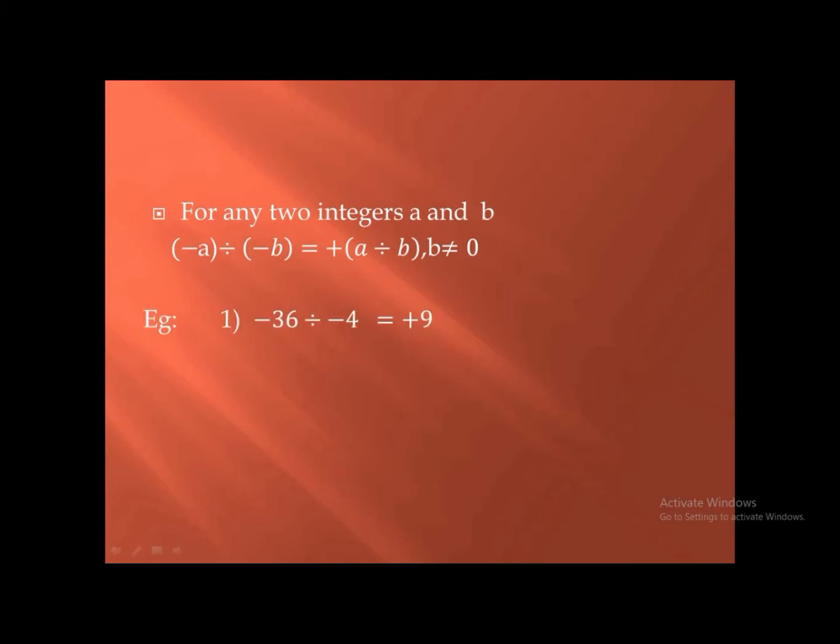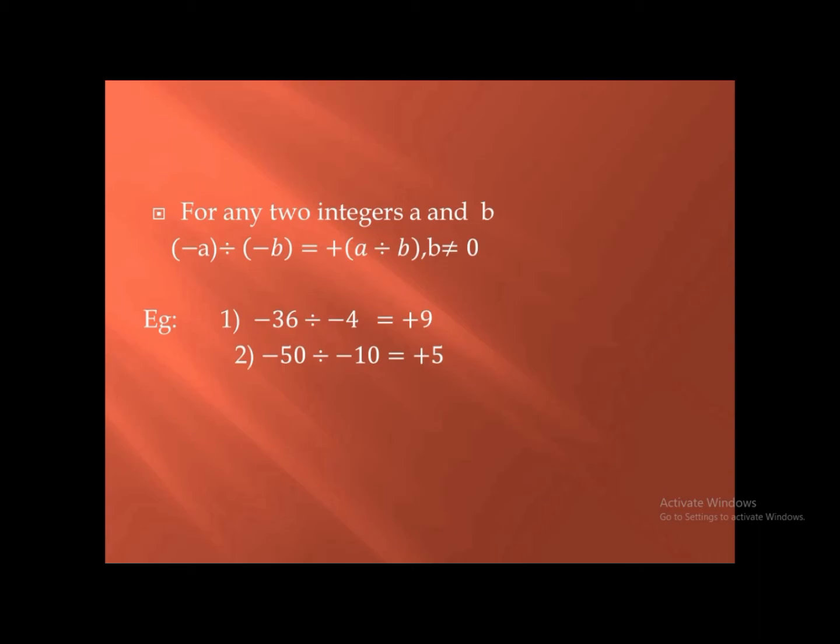Consider these examples. Minus 36 divided by minus 4. Negative divided by negative. So the sign of the quotient is positive. 36 divided by 4 is 9. So the answer is positive 9. Another example, minus 50 divided by minus 10. Here also negative divided by negative. The sign of the quotient will be positive. 50 divided by 10 equal to 5. So the answer is positive 5.